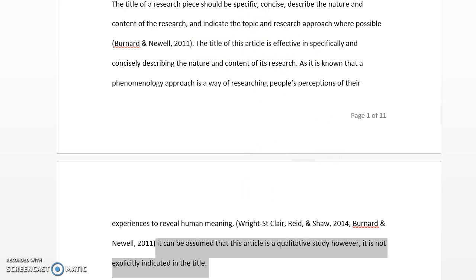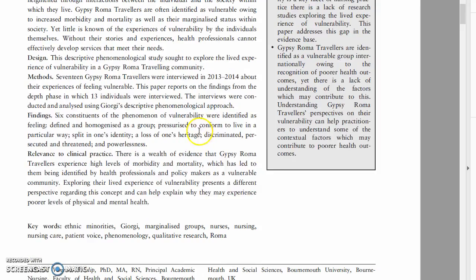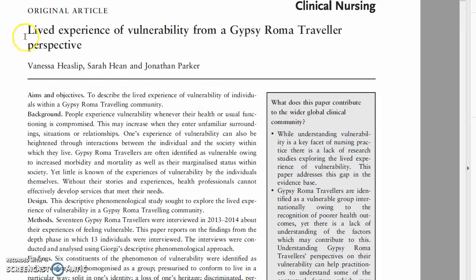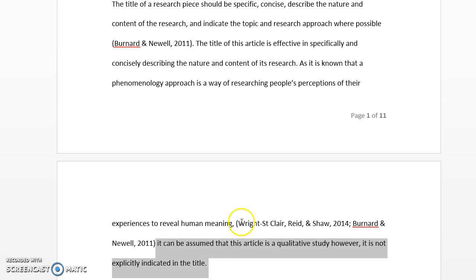So let's have a look at the title again. So she has been able to work out that from lived experience, she's worked out that it's a phenomenology study. And because of that, she has then said, I've got to go and find out what lived experience means. It's phenomenology. It is a way of researching people's perceptions, experiences, and so on and so forth. And it's qualitative. All right. But she's critiqued it by saying, but they didn't tell us it was a qualitative study. And that is right. Okay.